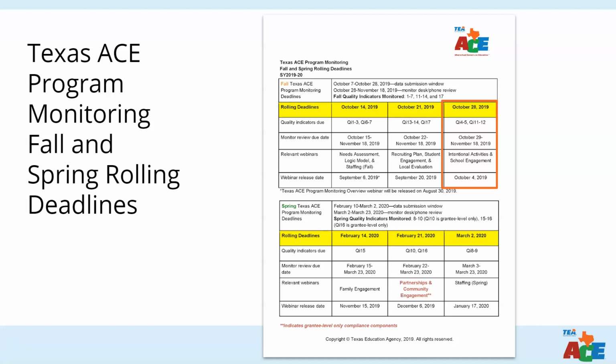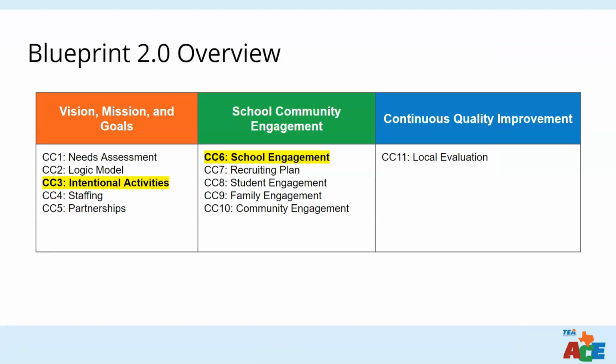The quality indicators due on October 28th are highlighted in an orange box. This document shows all of the rolling deadlines and the dates webinars covering each group of quality indicators will be posted to mytexasace.org. The compliance components we will discuss today, intentional activities and school engagement, fall under the umbrella categories Vision, Mission, and Goals, and School Community Engagement.